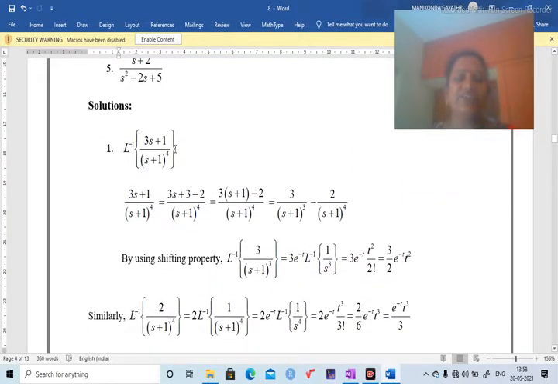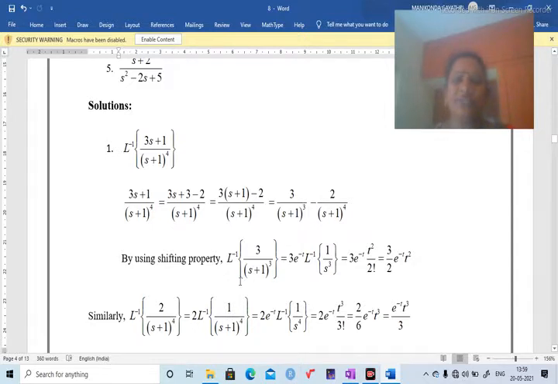L inverse of (3s plus 1) by (s plus 1) whole power 4. So first I am taking the given function, 3s plus 1 by s plus 1 whole power 4. Here I am writing 1 as 3 minus 2. Why? If I write like this, I can take 3 as common. So 3 into (s plus 1 minus 2) by (s plus 1) whole power 4. So 3 by, s plus 1 by s plus 1 whole power 4 means one s plus 1 gets cancelled, minus 2 by s plus 1 whole power 4.